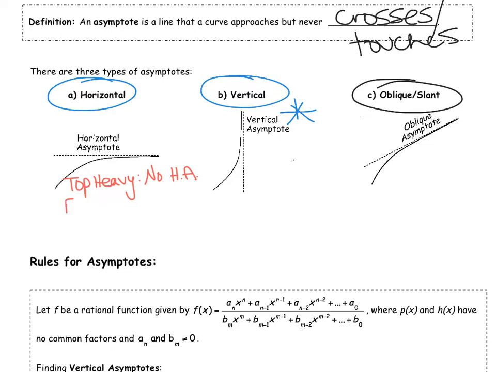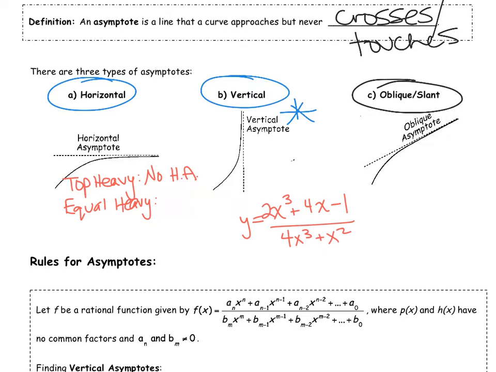Next, we're going to look at equal heavy. So I'll give you an example of that. So if I had y equals 2x cubed plus 4x minus 1 all over 4x cubed plus x squared. Okay, so this was written correctly in the right order from highest degree to lowest degree.